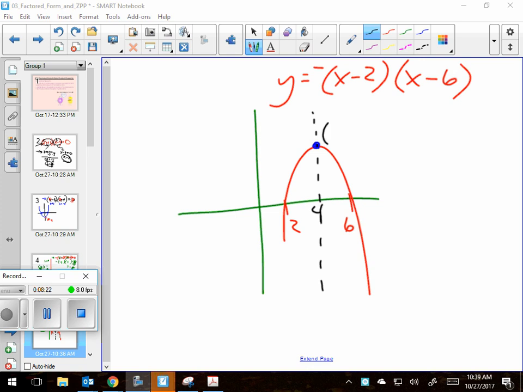So that means this point must be at 4 comma something. And then how do you figure out that other part? You can either use logic and try to piece it together, or you can just stick a 4 in here and here and see what you get. And it's negative on the outside, 2 times -2 multiplies out to 4. That's at 4 comma 4. Raise your hand if you knew that. Awesome. Okay, that's how you find the vertex without even being told where it is. You figure out that it's exactly between the two roots.